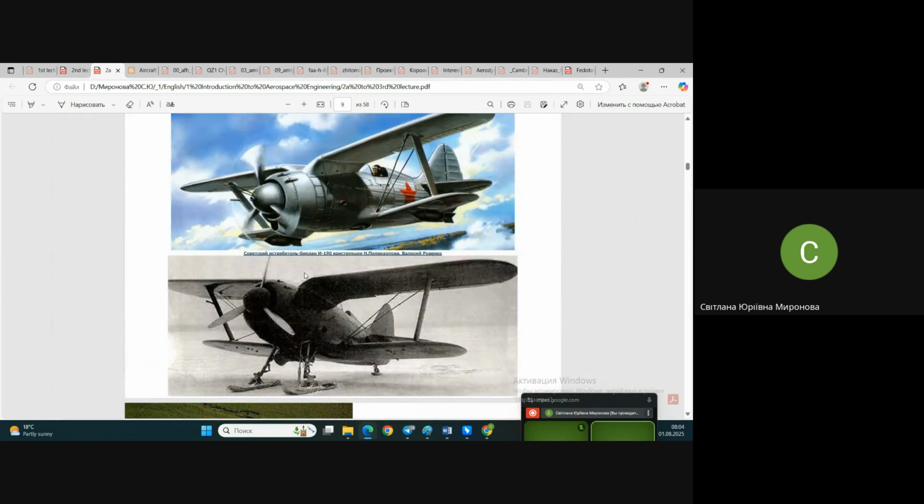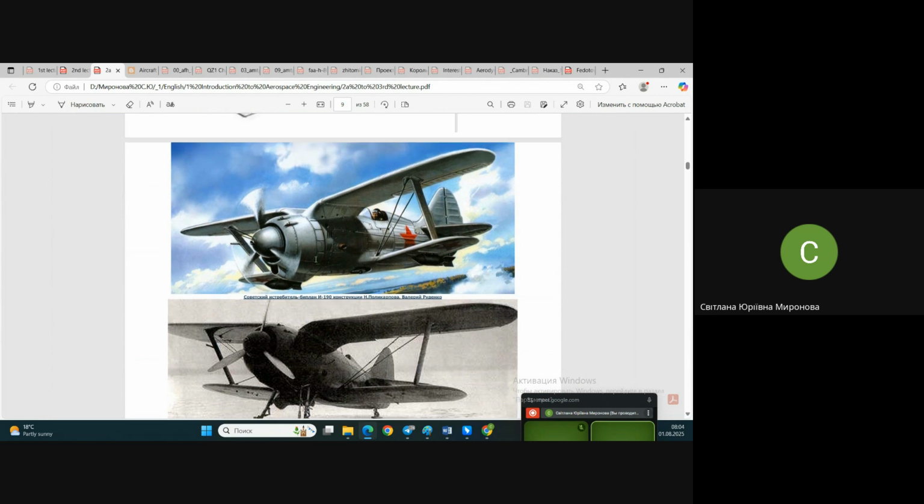No, that is the real one. That is the real one. Above the wall, what is it? We see a biplane. It's the Polycarpov E 190. E, it means in our language истребитель, fighter.